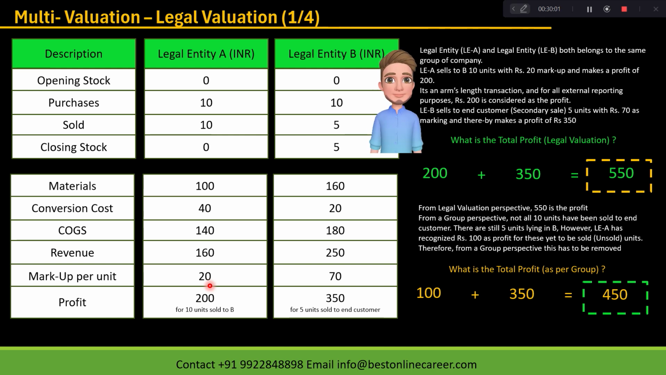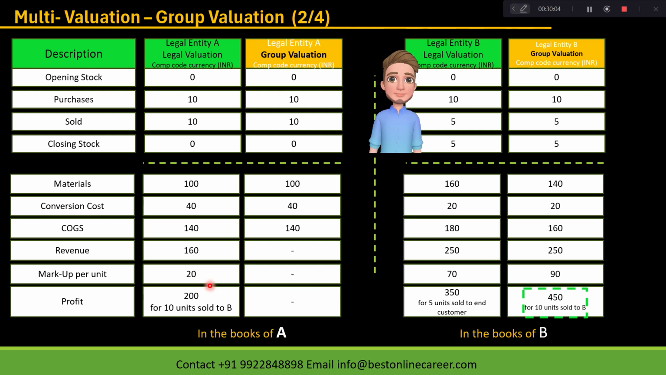I'll explain how SAP has solved this. Now look at the left side, legal entity A maintains two different ledgers as part of the material ledger. One is for legal valuation purpose, one is for group valuation purpose. Similarly, legal entity B will have legal valuation as well as group valuation. What currency you choose for group valuation is up to you. As I said, I have chosen company code currency here, and here also company code currency. I'll come to that in a further slide.